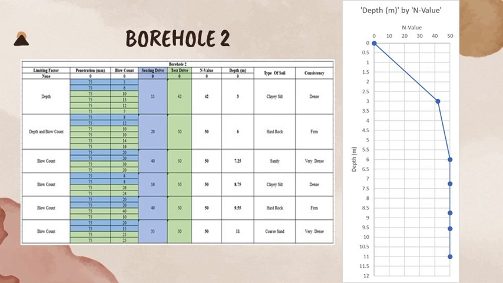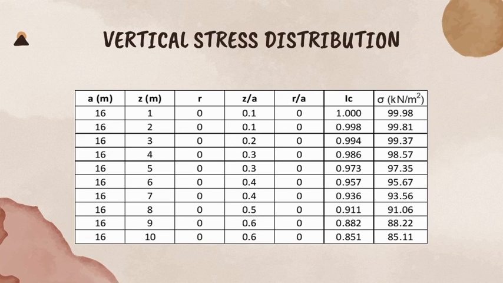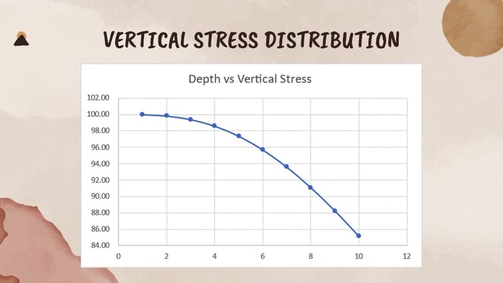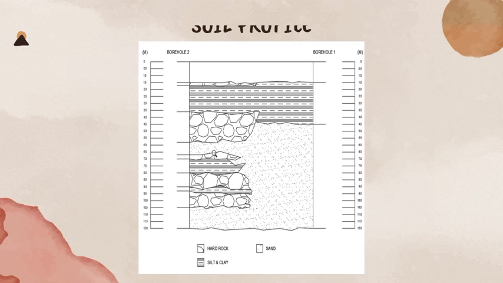A similar set of data was tabulated for borehole 2, and a graph of depth by N value was created for both of the boreholes. This table shows the vertical stress distribution that has been calculated for a depth of 10 meters, and a graph of depth against vertical stress was generated. This is the soil profile that was created based on the data that has been analysed.